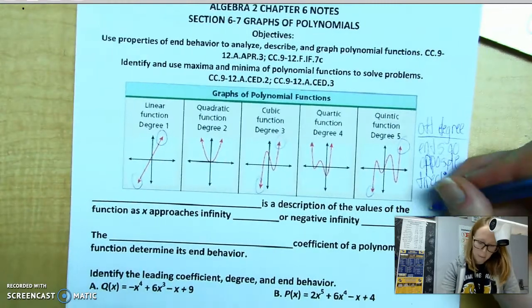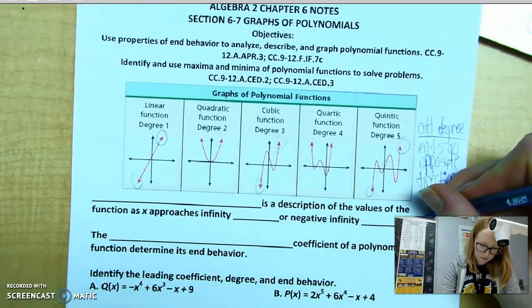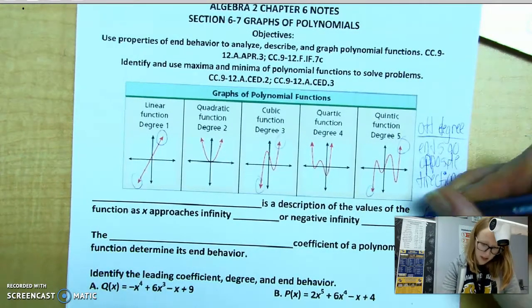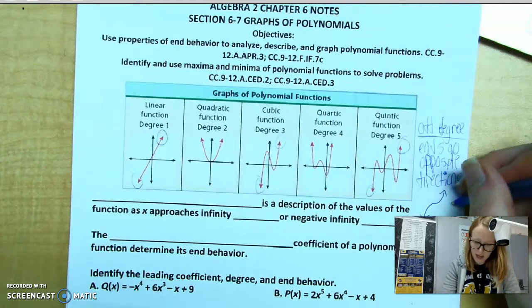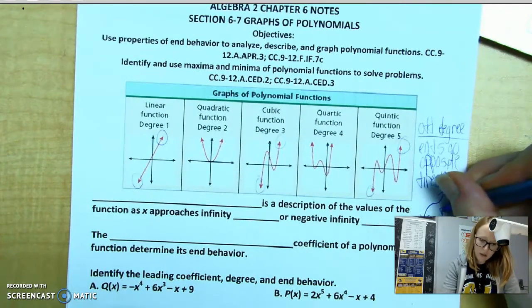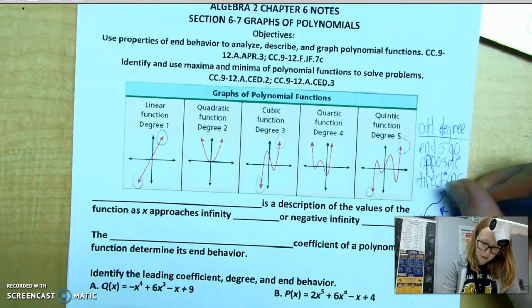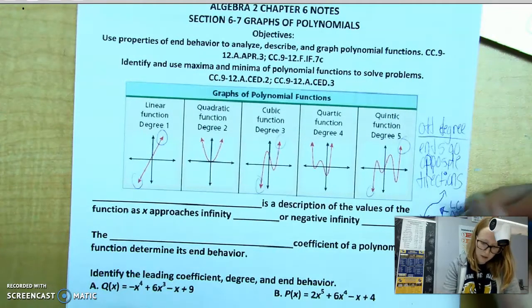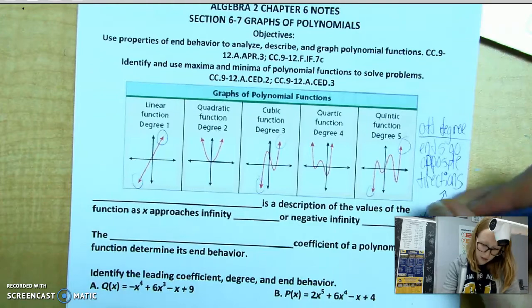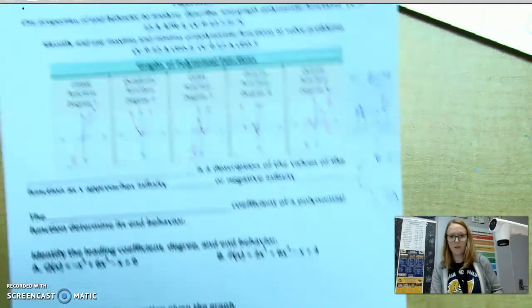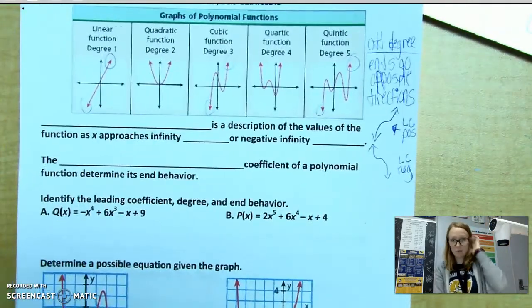Usually when you have an odd degree function, it looks like a snake. And usually it goes up as we go to the right if your leading coefficient is positive. But if your leading coefficient is negative, it flips, right? So then your snake is going to be going down to the basement, right?